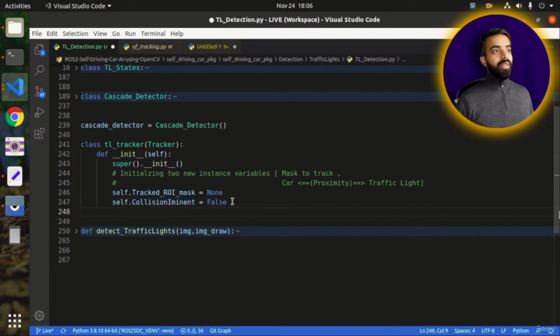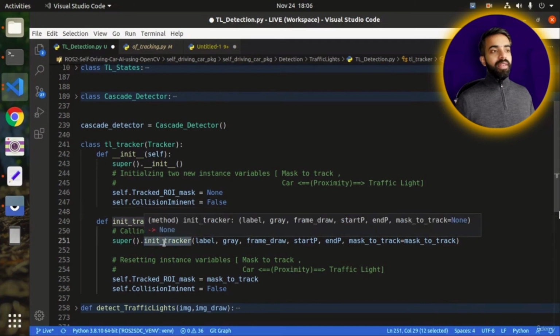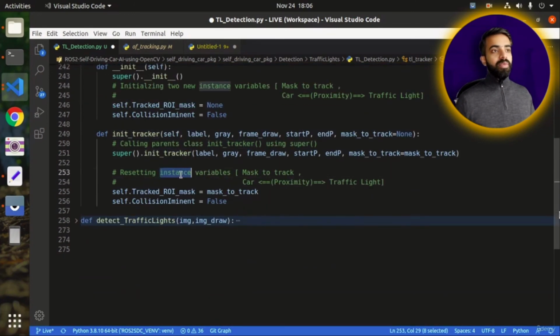Now, once we have done this, we can initialize the second function for this child class, that is init_tracker. Now the init_tracker, like the initialization function, also uses the same functionality of its parent class by calling super().init_tracker. But along with this, we also reset the instance variable that we just declared inside the initialization function. And that can be done by simply writing self.track_region_of_interest_mask and passing in the mask to track, that is the argument of this particular function. Apart from this, the collision imminent has been reset to False because this tracking function has been initialized at this moment, which gives us a clue that the car is not very close to the traffic light as of this moment.